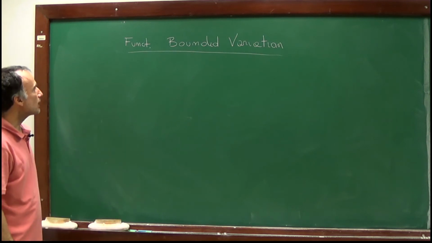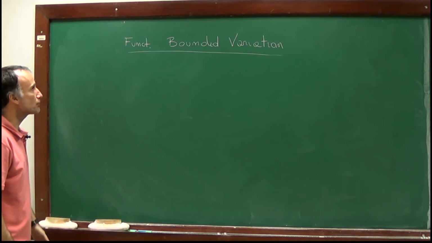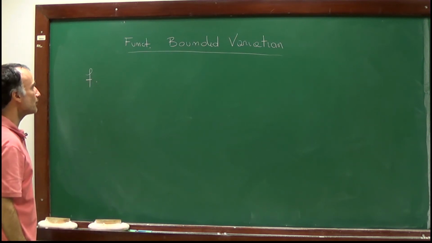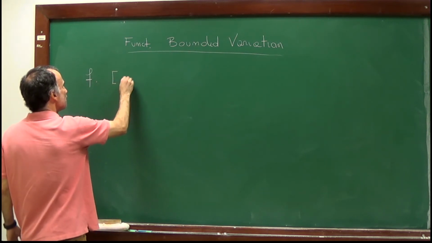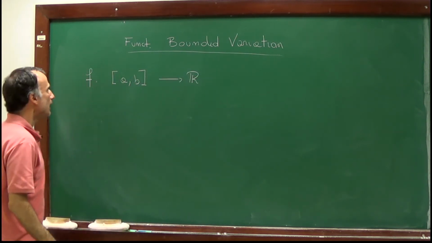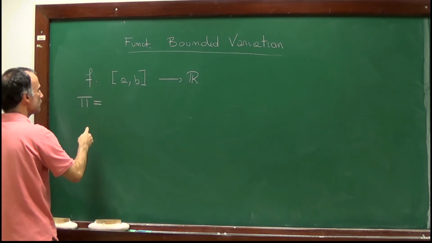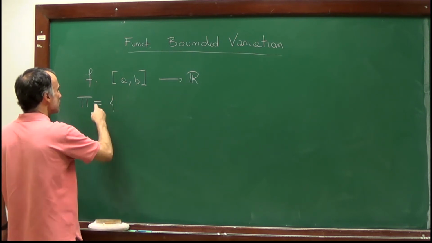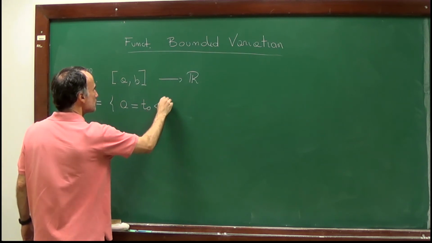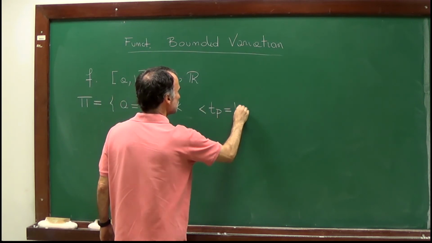So let me complete this lecture by extending the previous result to functions of bounded variation. I'll define what a function of bounded variation is, and then I'll state some lemmas concerning that type of function. So let's assume that we have a function from [a,b] to R, and let's take a partition. I will represent by pi a partition of the interval [a,b]. This means that I'll take a sequence of points t0 smaller than t1, smaller than ... tp, which will be equal to b.